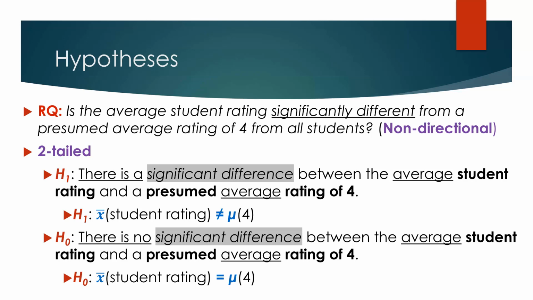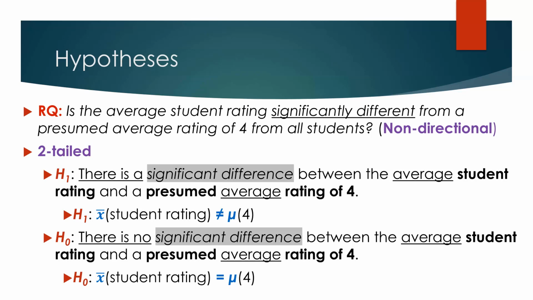So here we start with the alternative. If the question asks, is the average student rating significantly different from a presumed average rating of 4? Notice how the question is just asking, are the two averages different? It's not specifying any more than that. It's just asking, are they different from each other? So the question is non-directional. So the alternative says yes to the question.